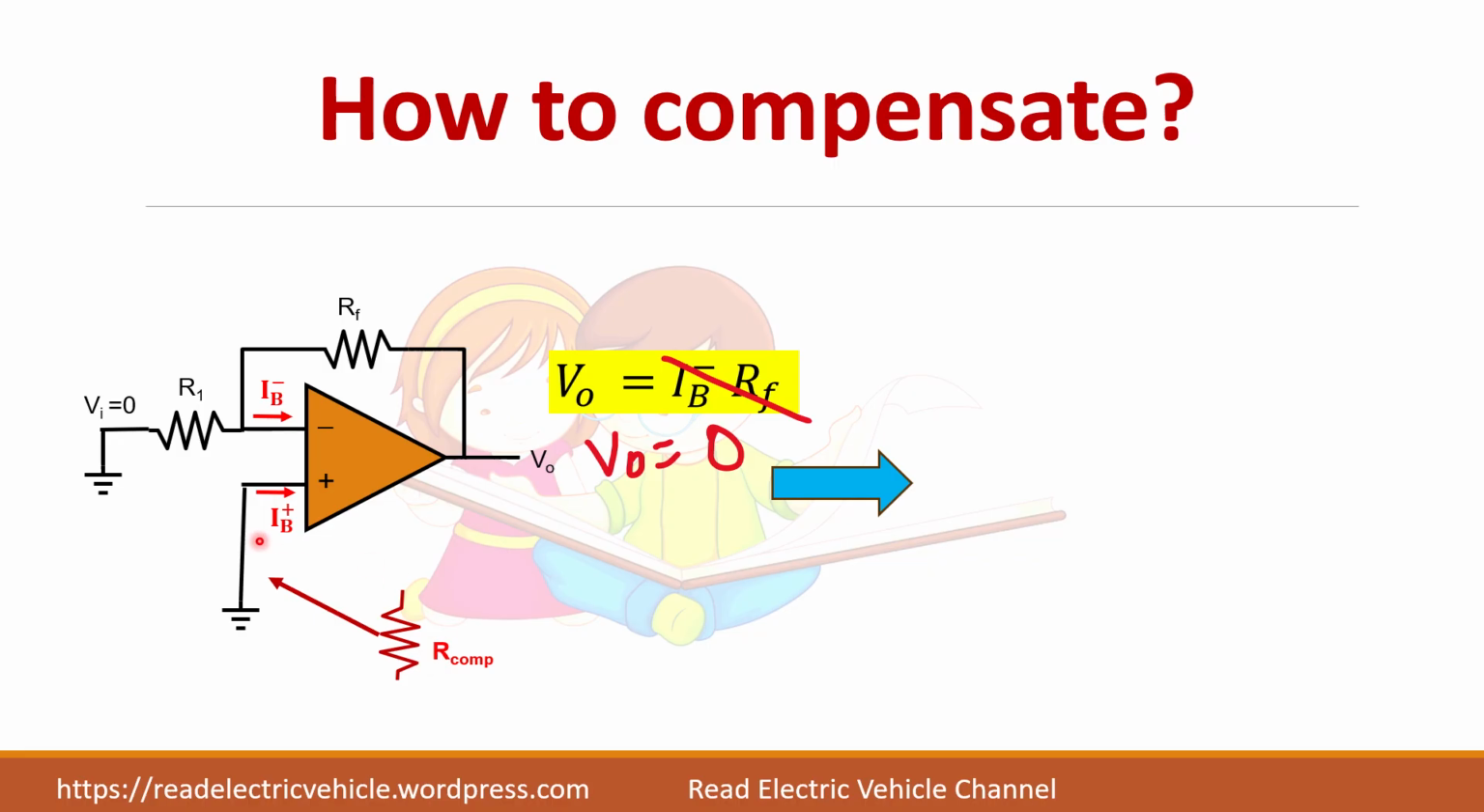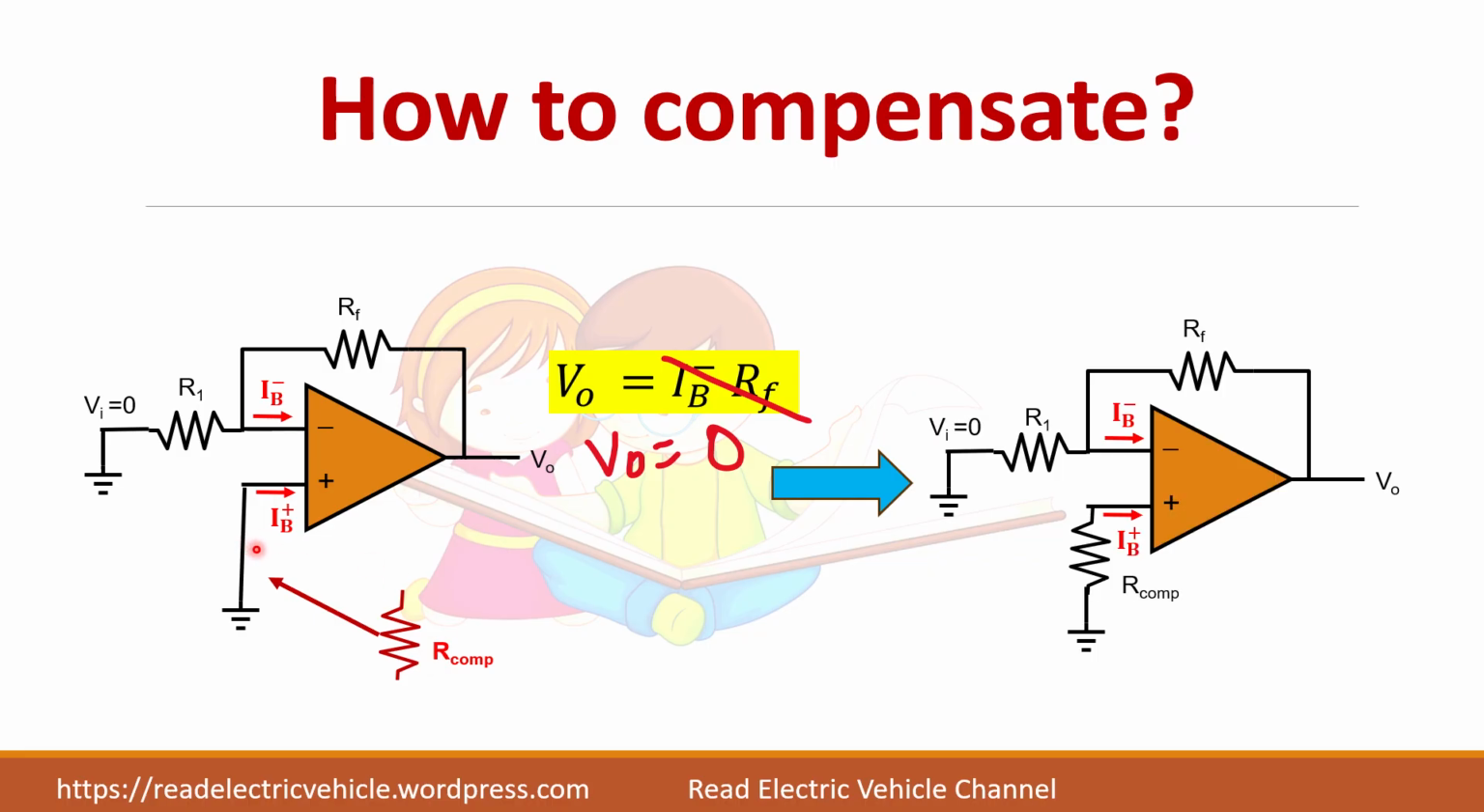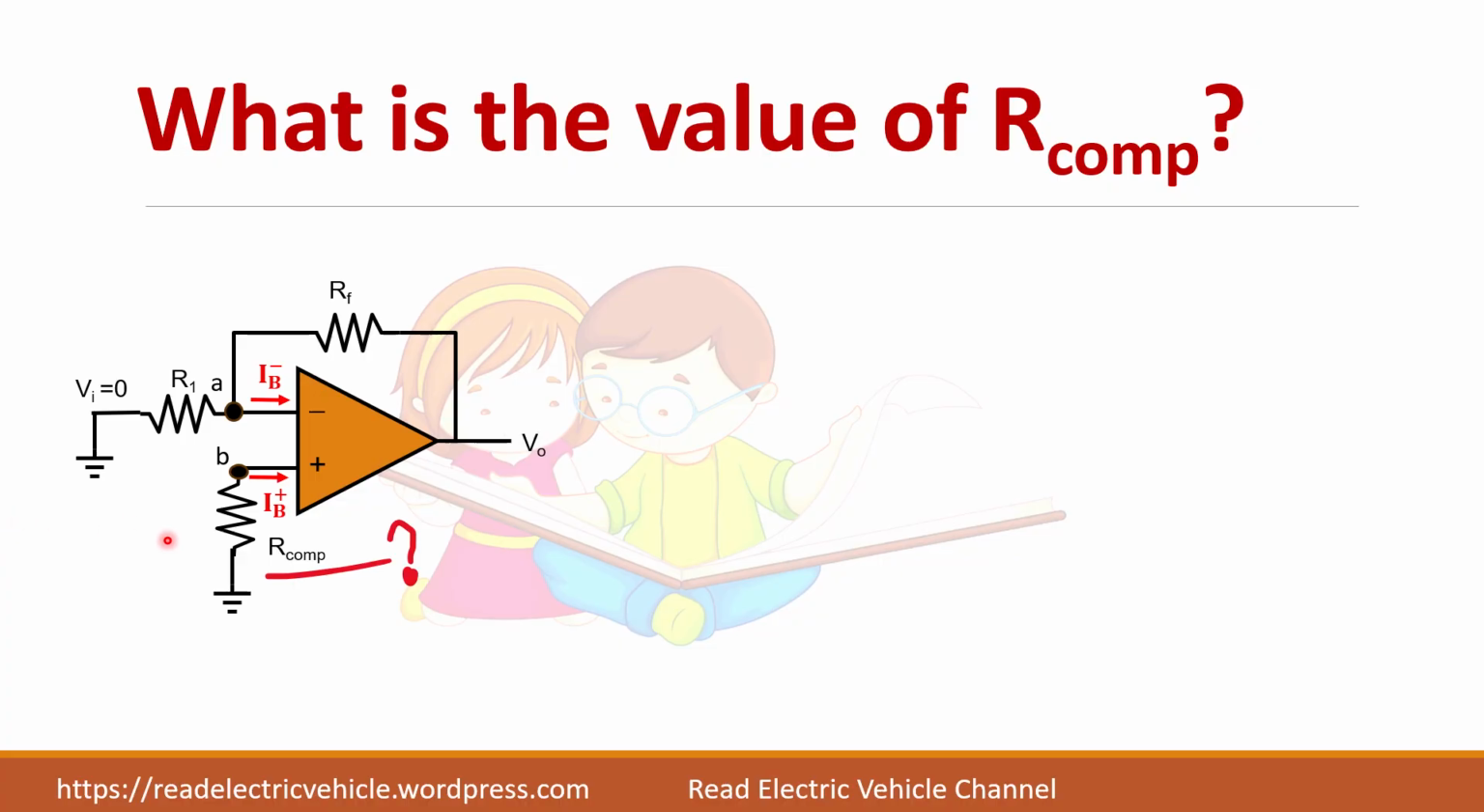So if I connect a resistor R compensation here, the circuit becomes like this. You can see this current is flowing here, will cause a voltage drop here, and this voltage drop has to produce a negative effect here such that the output voltage becomes 0. Now I have to find what should be the value of this R compensation so that the output voltage becomes 0.